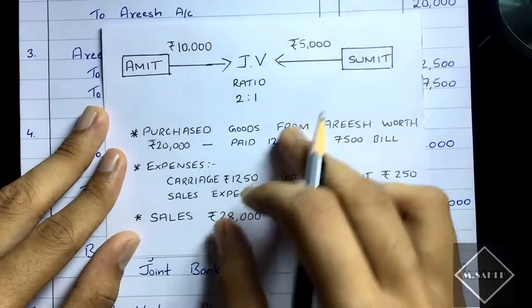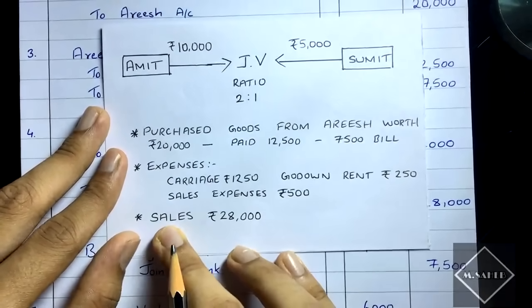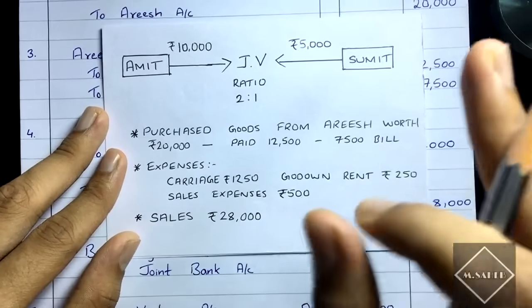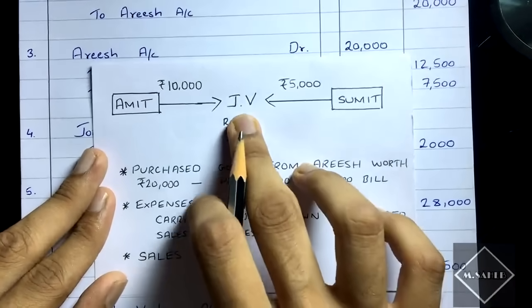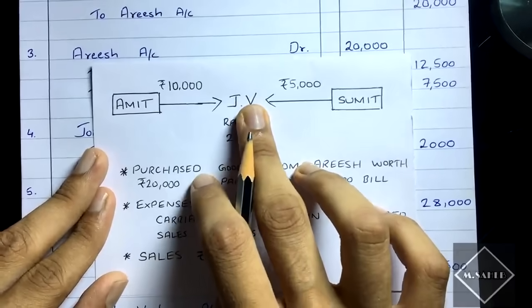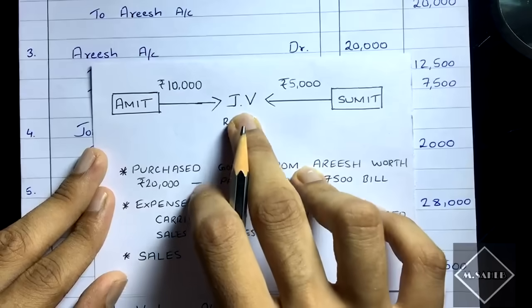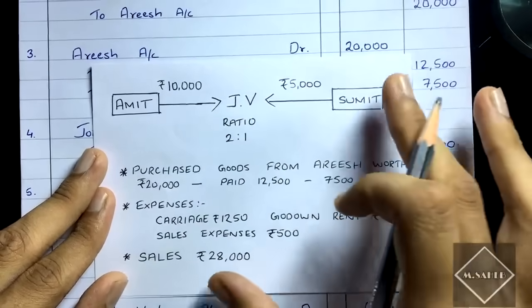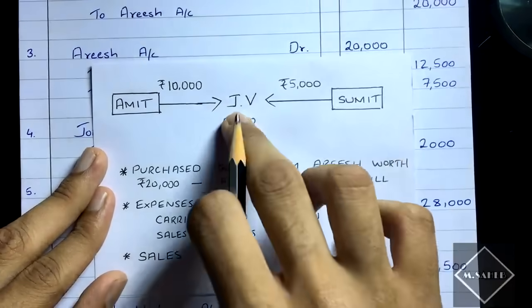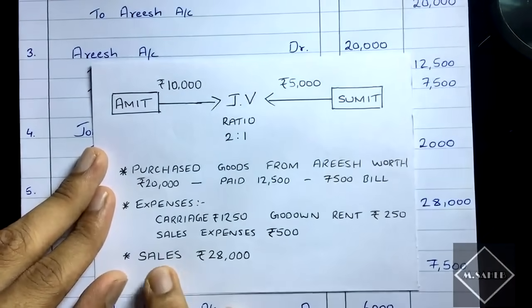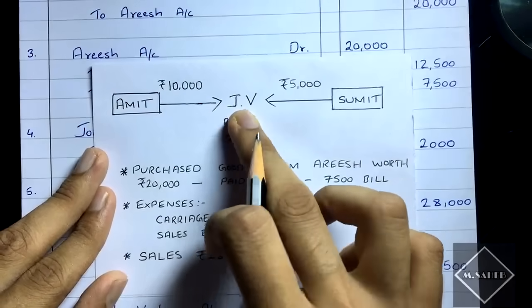But here we will not open sales account because here we have to prepare the limited number of accounts. So we will not open the sales account. I told you, whenever there is any revenue, credit the joint venture account. If there is any expense, debit the joint venture account. All right, remember this rule in joint venture: whenever there is any expense, debit joint venture. Whenever there is any revenue, credit joint venture. All right, here there is sale, this is a revenue, so we will credit the joint venture.